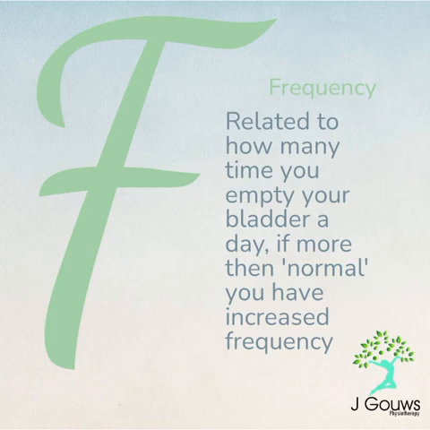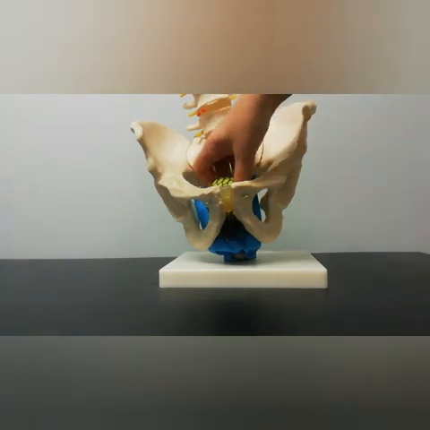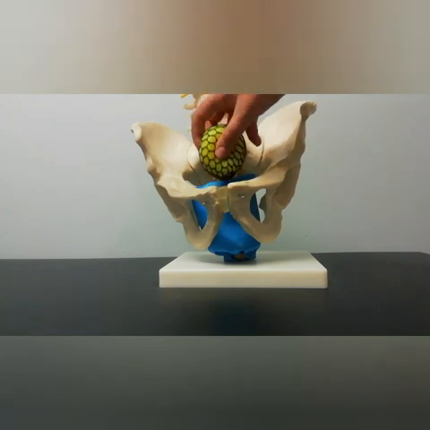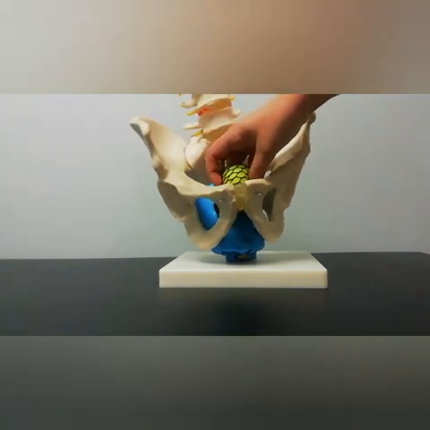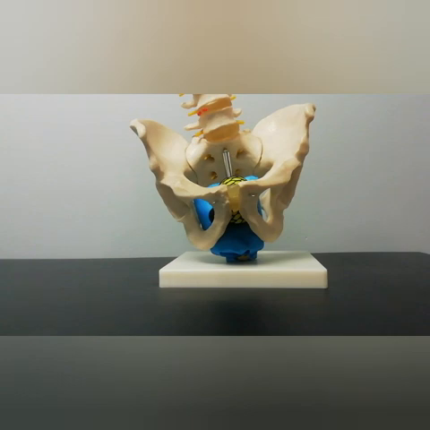F is for frequency. Frequency refers to the number of times you go and empty your bladder per day. So if we take a look at this little yellow dot there at the front of the pelvis, it represents the bladder. The bladder fills up and it squeezes when it's full, and then it's supposed to empty. So a normal frequency would be going to empty your bladder about 4 to 7 times in 24 hours. If you do less than that, you have a reduced frequency, and if you have more than that, you have an increased frequency.